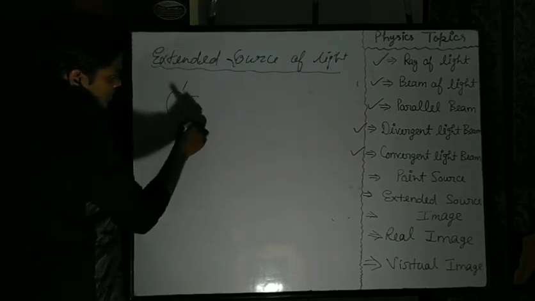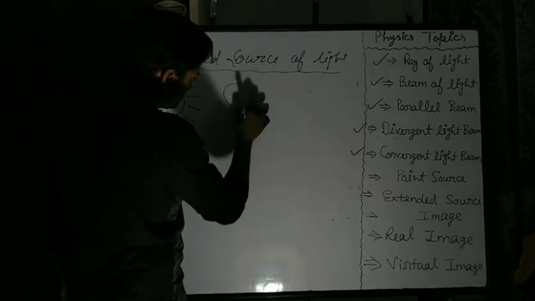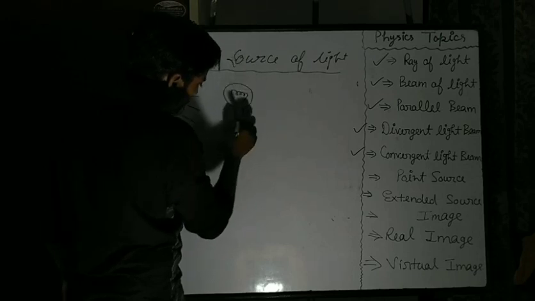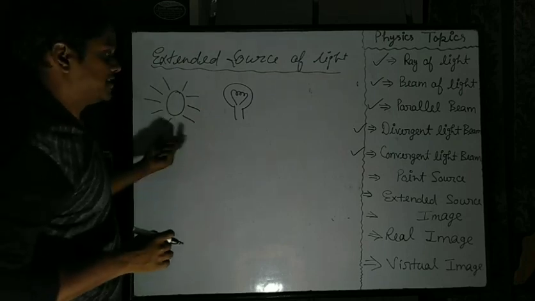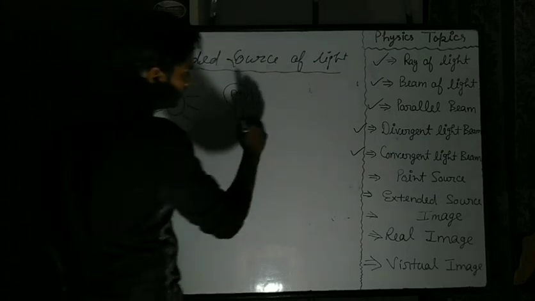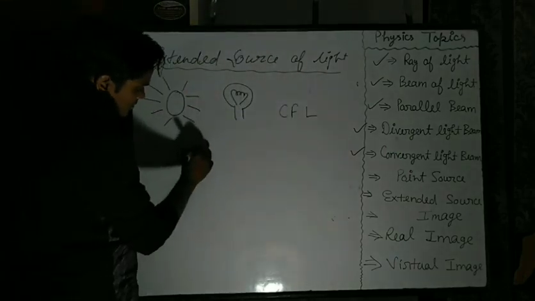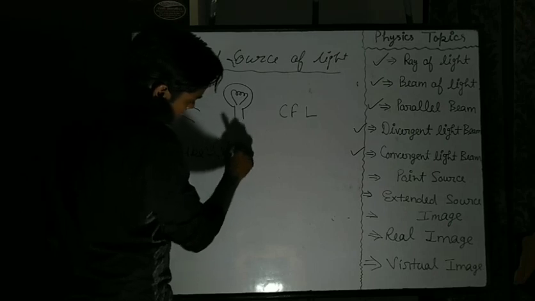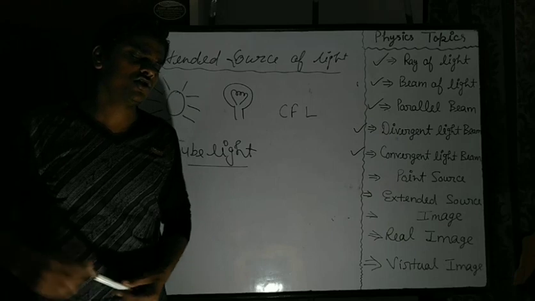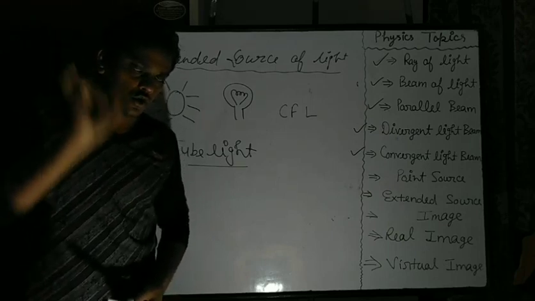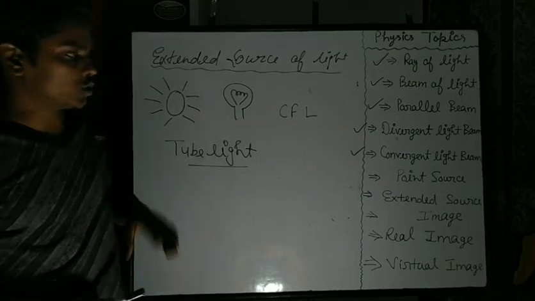Sun is the example of extended source of light. Bulb is also an example of extended source of light. Okay, CFL, tube light, these all are examples of extended source of light because they don't have the size of that pin. So except that pin size source of light, all are known as extended source of light.